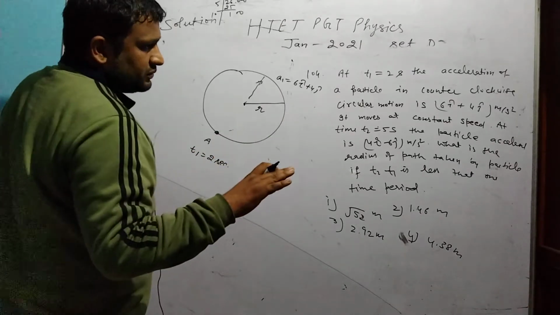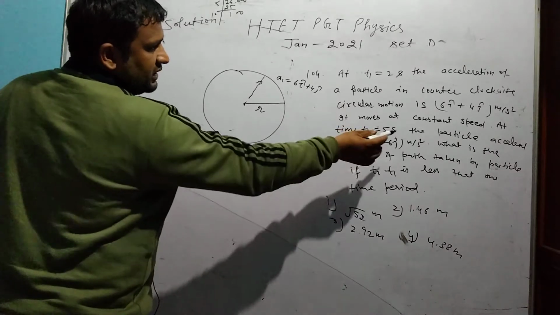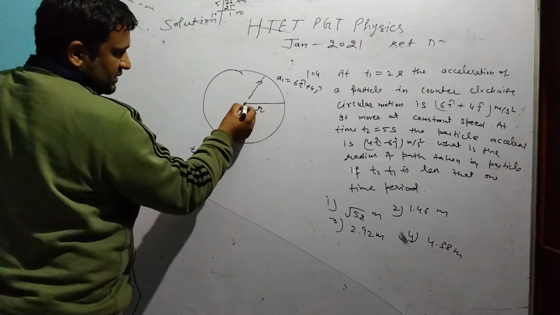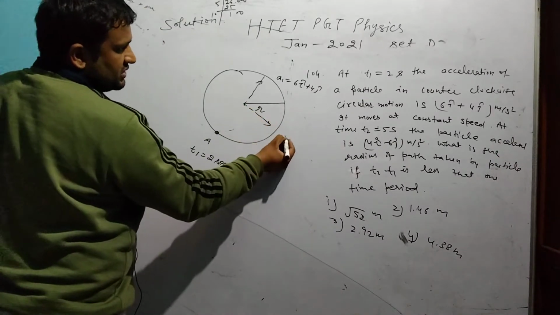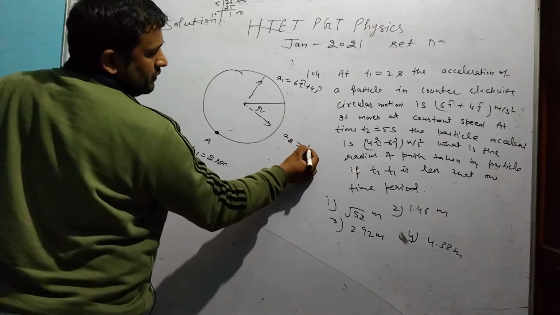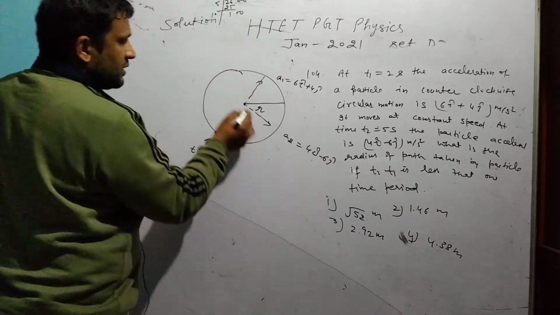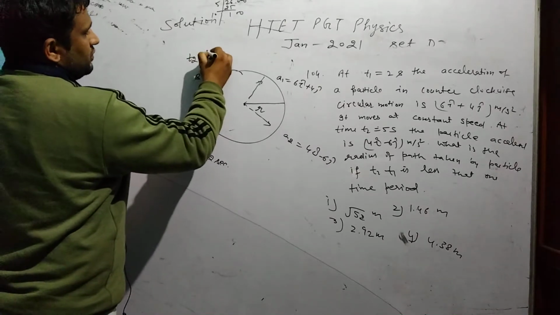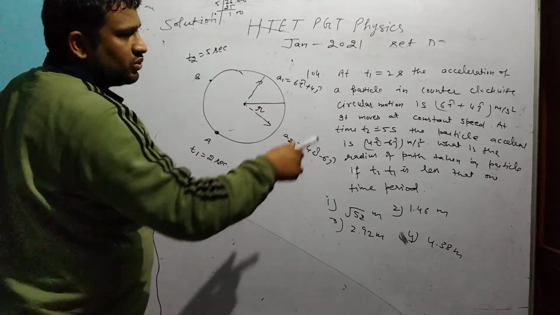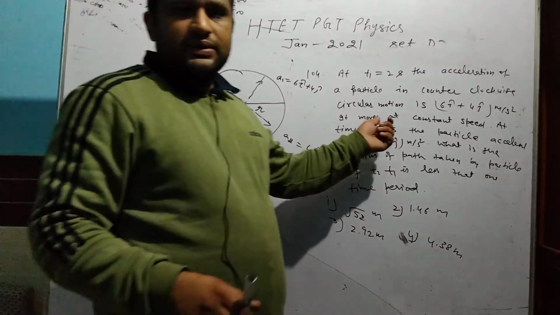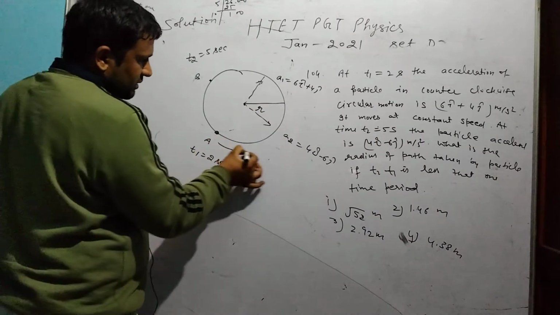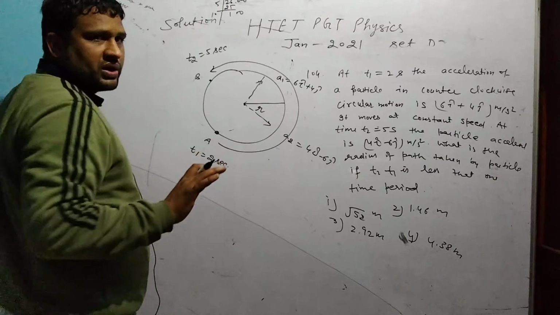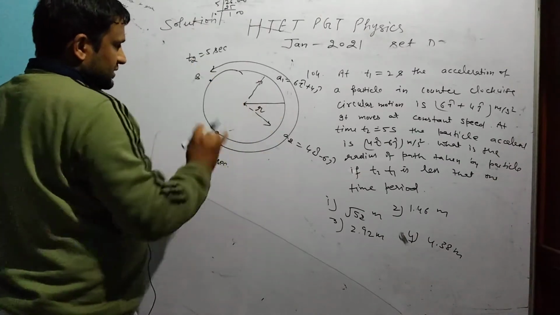At time t2 the particle has the acceleration 4i minus 6j, and the direction of acceleration is here. Then the particle is present here, and that will be the position B at time t2 equal to 5 seconds. The body is moving counterclockwise, so it is moving anti-clockwise. This will be the path followed by the body, and it starts from here and reaches point B after 3 seconds.